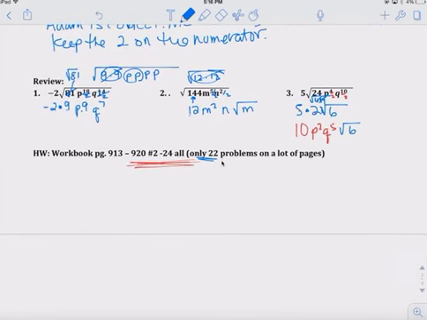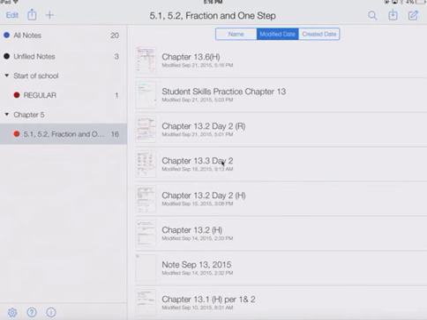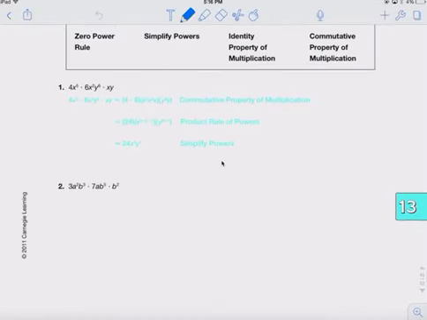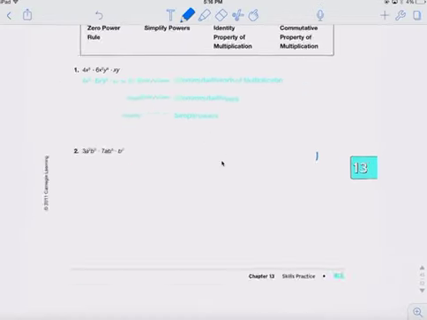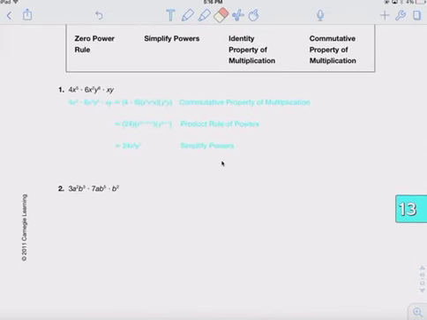Okay, that's the page. I'll quit this and I'll do the skills practice here on page 913 on the next video.